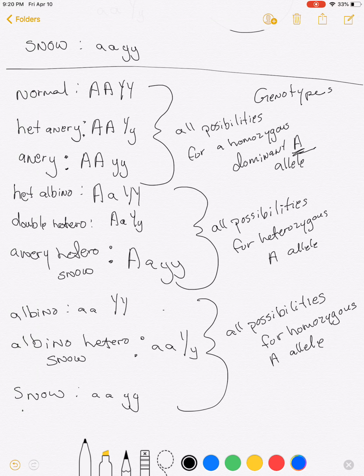So you've got homozygous dominant A, heterozygous A, homozygous recessive A, and then it's taking into account homozygous dominant, heterozygous, homozygous recessive for that grayscale or that anery. And then that's kind of where the names come from as well. I hope that helps. If it doesn't, let me know.